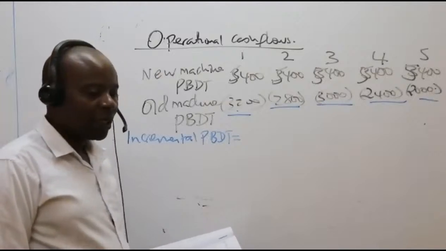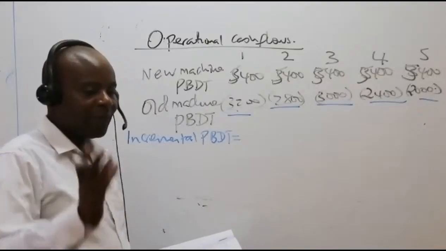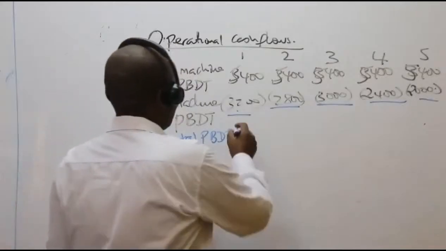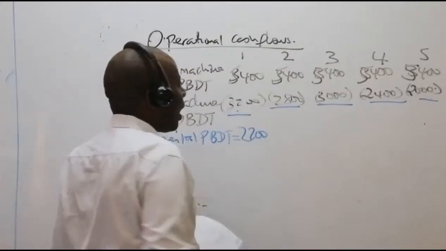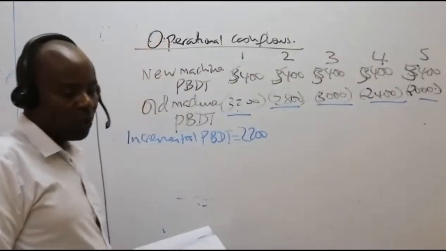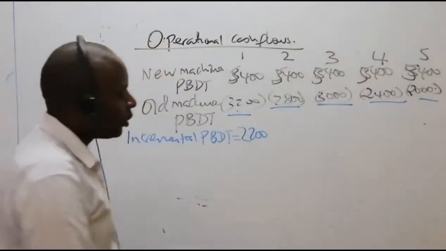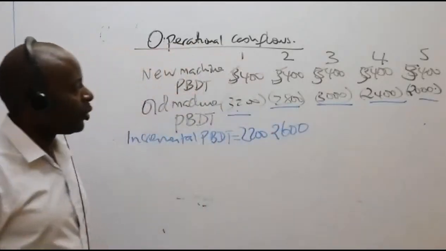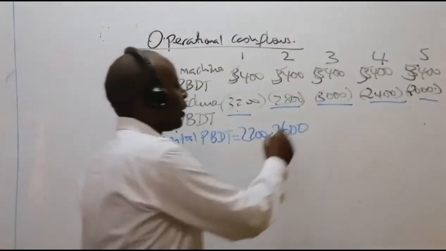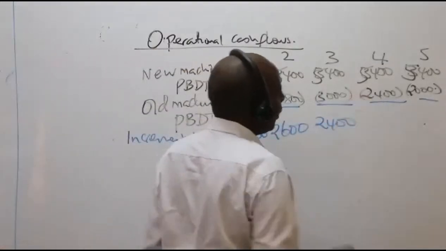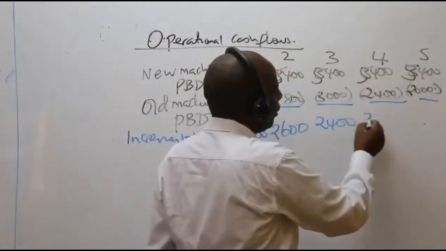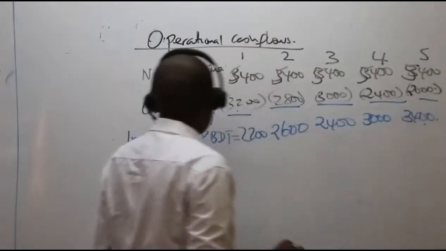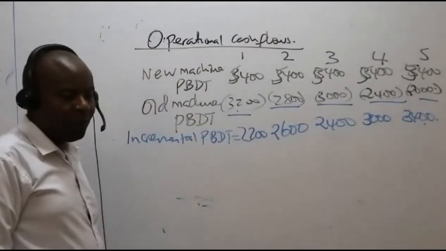We are subtracting. We want to see the increase. If we bring this machine, how will our profits here increase? So the first one, I'm being told, is 2,200. How about the second one? The second cash flow is 2,600. How about the third one? The third one will be 2,400. How about the fourth one, this 54? This will be 3,000. And then we have the last one, which is 3,400. So, ladies and gentlemen, that is our incremental PBDT.